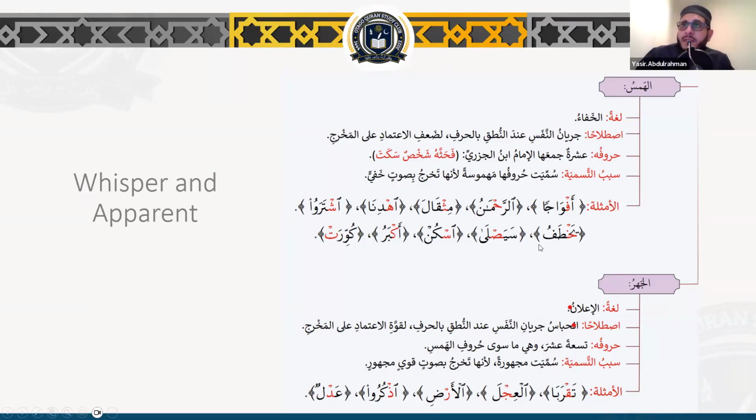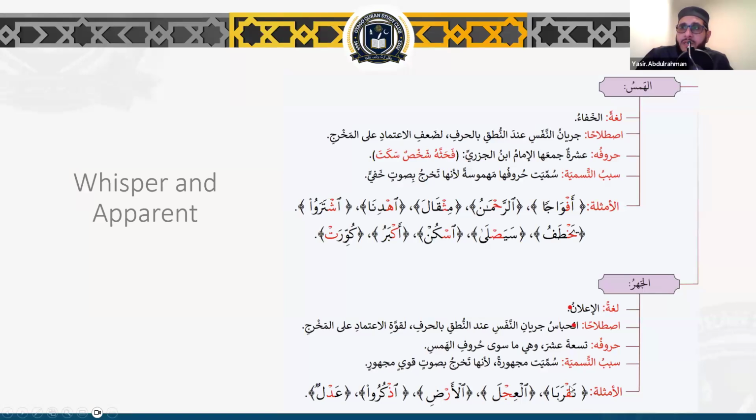Now, why I'm saying that this is important, we'll see later. Yani, we'll see once we get to the letters themselves. You will see why understanding the characteristic of each letter is important, because if you give one of the whispering characteristics to one of these letters, it changes that letter completely. Right? Like qaf, for example.